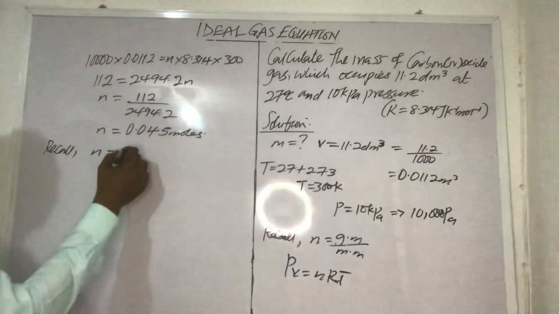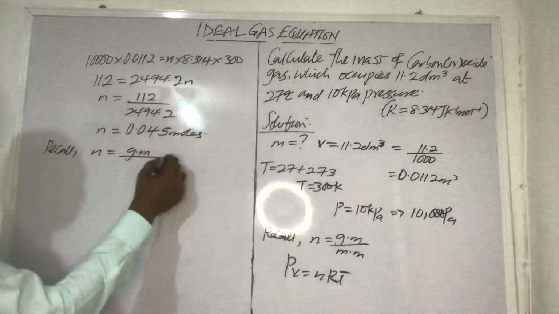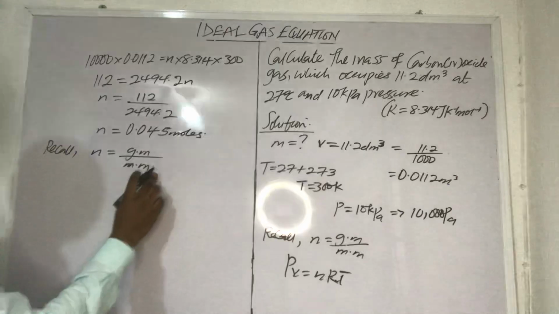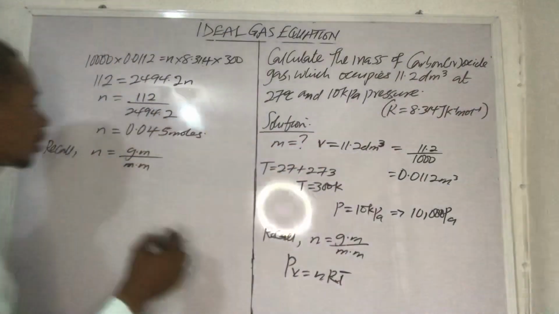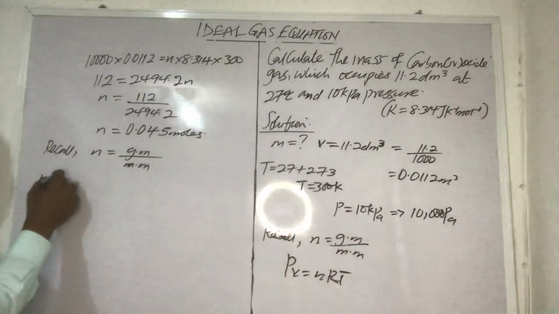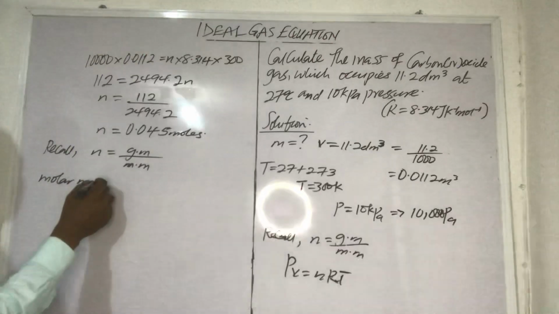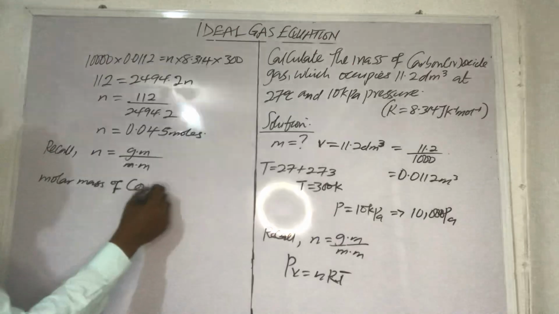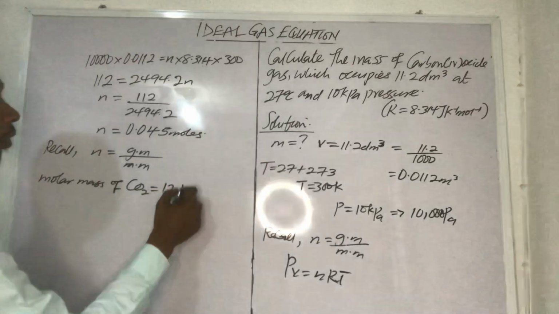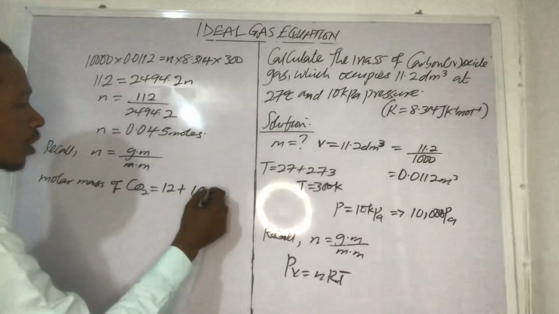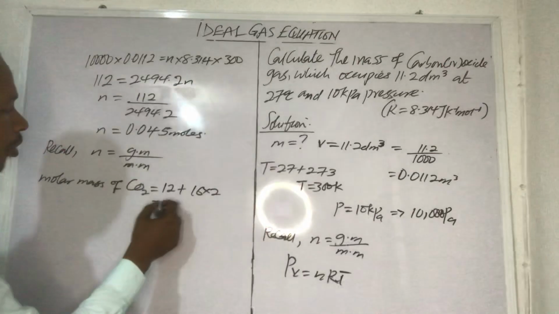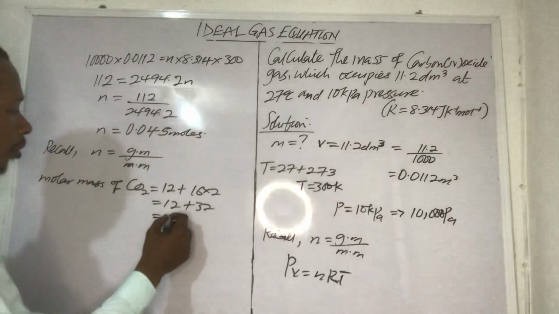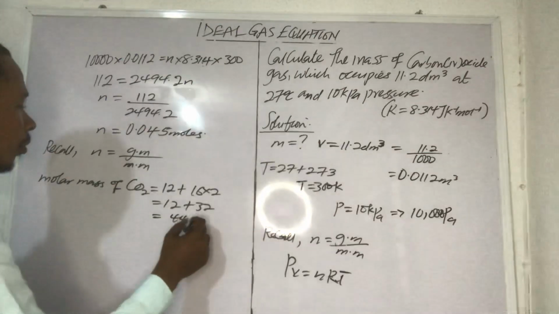Then recall the number of mole is given by mass over molar mass. So I need to calculate the molar mass of carbon dioxide. So molar mass of CO2: carbon is 12 plus oxygen is 16 multiplied by these two. So you have 12 plus 32. And that will give me 44 grams per mole.